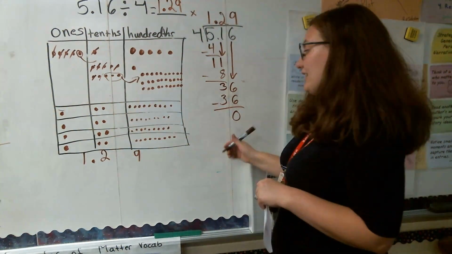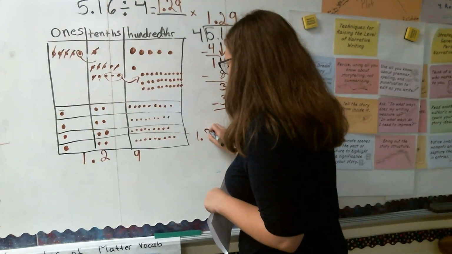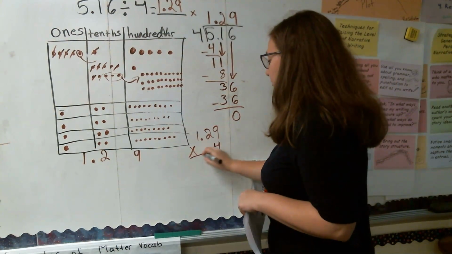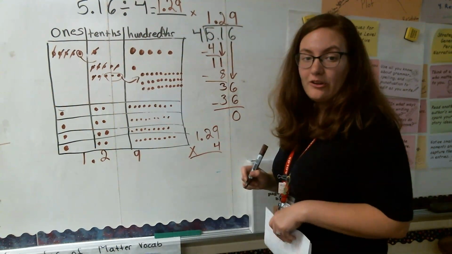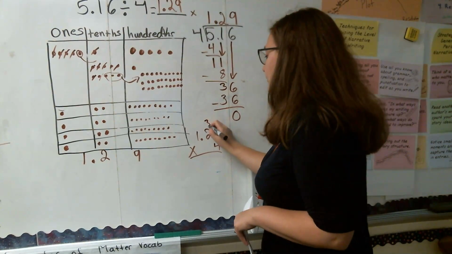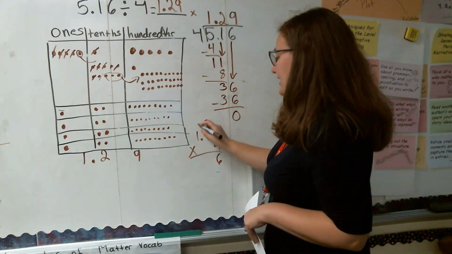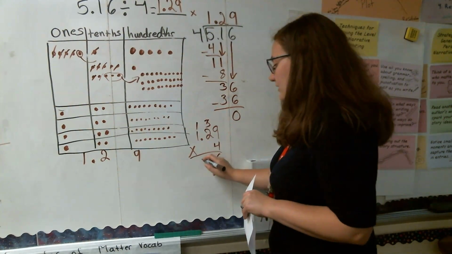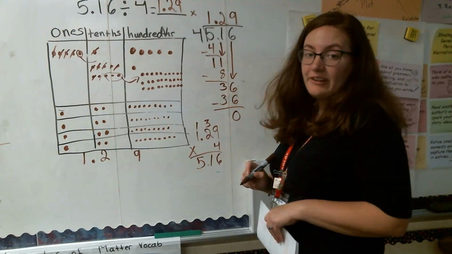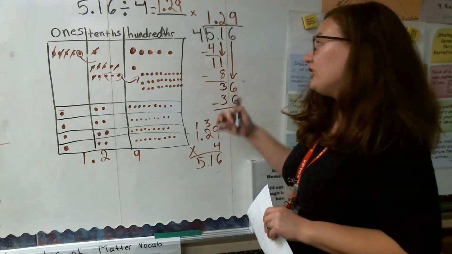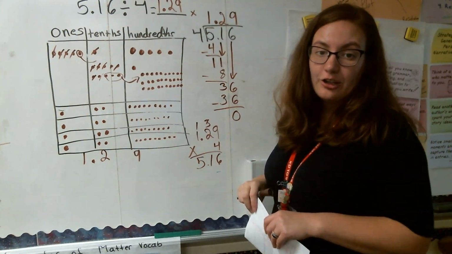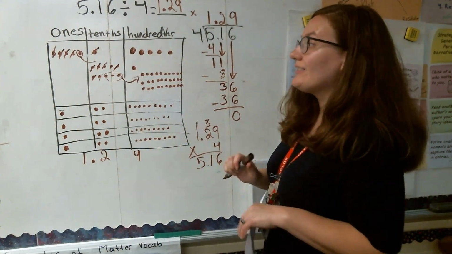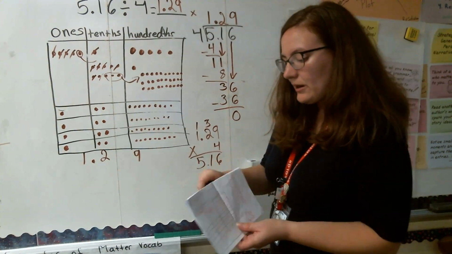But remember, I also need to check my work. So I'll do 1 and 29 hundredths times 4. Remember, I take everything that's on the outside and multiply it by each other. 9 times 4 is 36. 2 times 4 is 8 plus 3, which is 11. 1 times 4 is 4. 4 plus 1 is 5. And that gives me a final answer, again, of 5 and 16 hundredths, which does match the inner box. So we got our answer correct because everything matches. And now we can move on to the next problem.